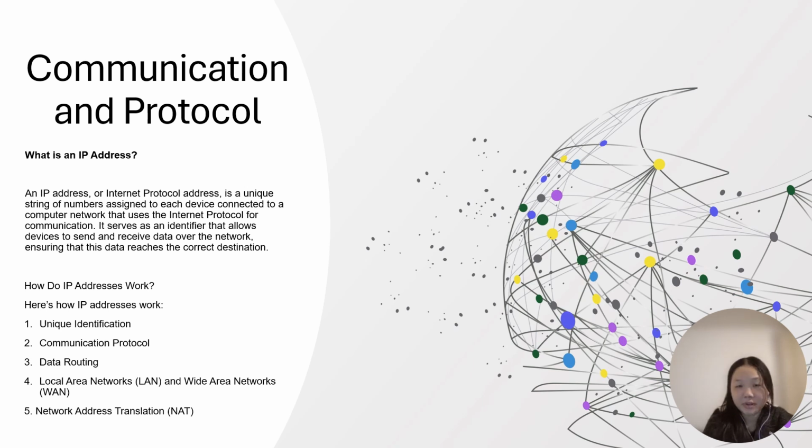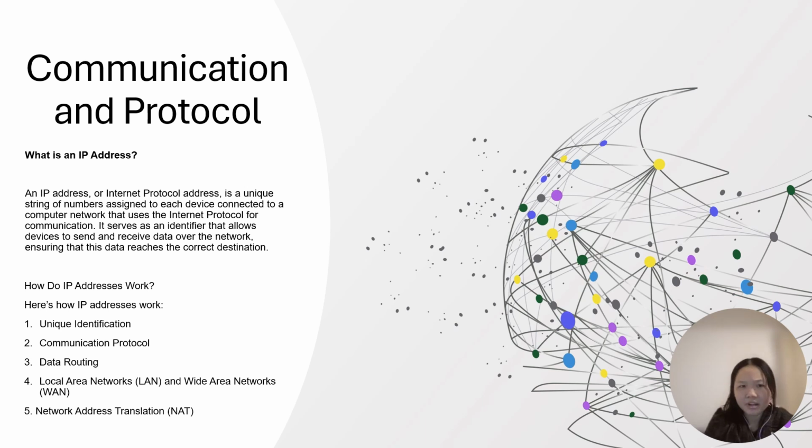How does an IP address work? Here is how IP addresses work. 1. Unique identification. This address is used to identify the device on the network, similar to how a home address identifies a specific location. 2. Communication protocol. The Internet Protocol, IP, a part of the broader suite of Internet protocols, uses this address to facilitate the routing of data packets between devices.